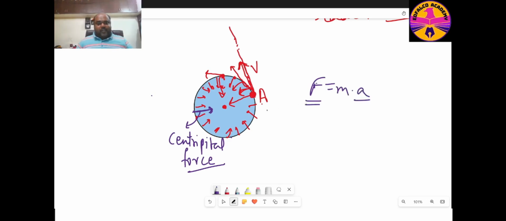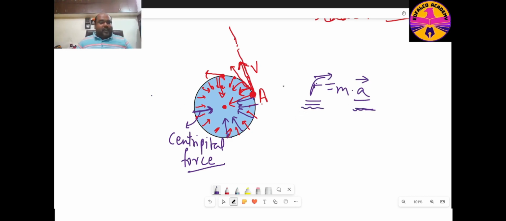So if the force is acting in the inward direction towards the center at each point, that means the acceleration also must be acting in that same direction, because the force vector is equal to mass times the acceleration vector. So the direction of the force is also the same as the direction of the acceleration, right?